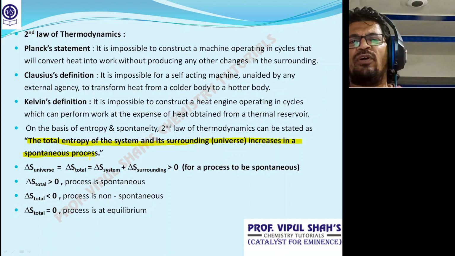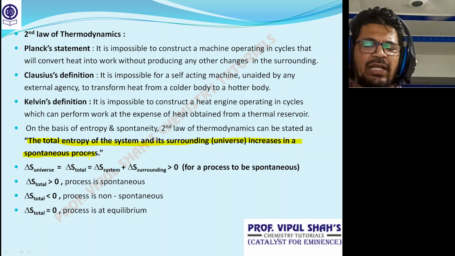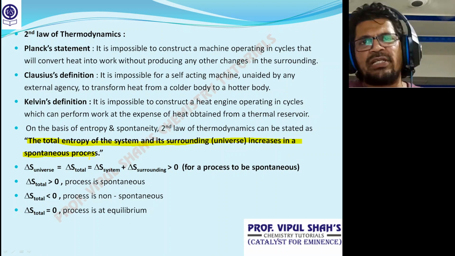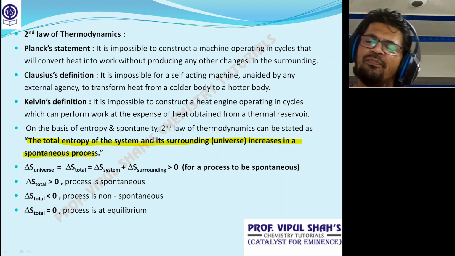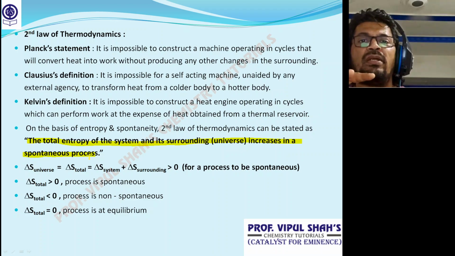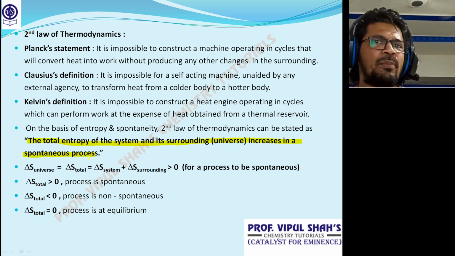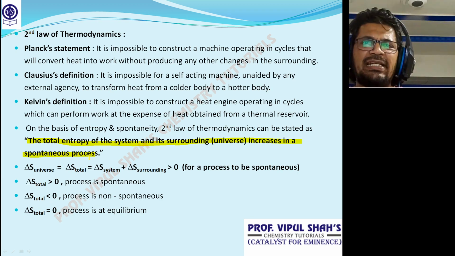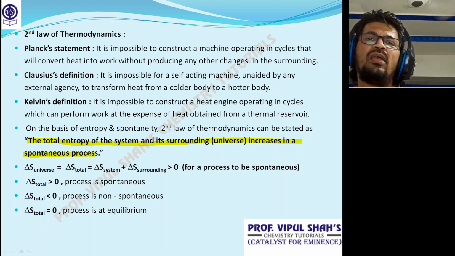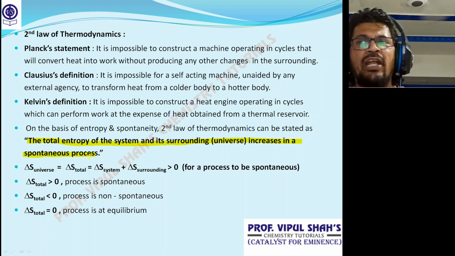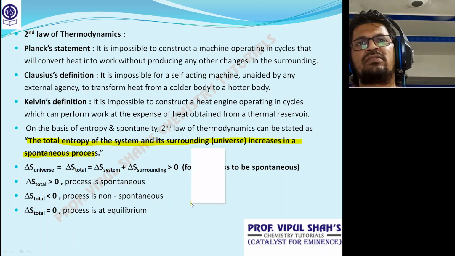So delta S total is equal to delta S of the system plus delta S of the surroundings. Second, delta S for a system will be delta H of the system upon the temperature. So delta S and T are inversely proportional. In the same way, delta S of the surroundings will be minus delta H of the system upon T. So that's about the entropy of the system.